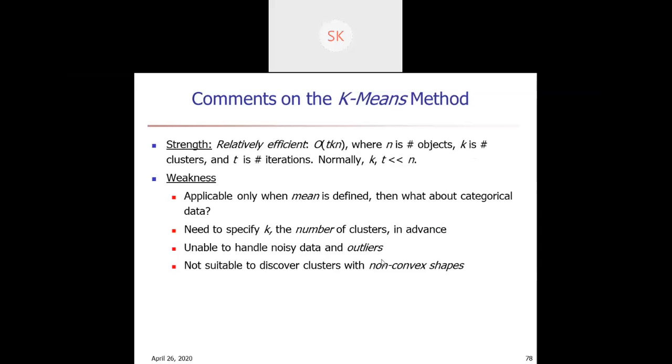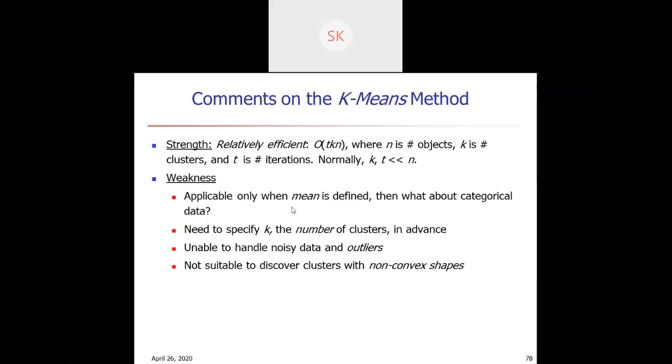It is unable to handle noisy data or outliers. Noisy data and outliers are, for example, points that go far away in the coordinate system. It is unable to handle these because if you add an outlier very far away from whatever center you consider, then your mean value will change and sparsity will appear among the objects within the cluster. Sparsity means all objects are very far away from each other. It is also not suitable to discover clusters with a non-convex shape.